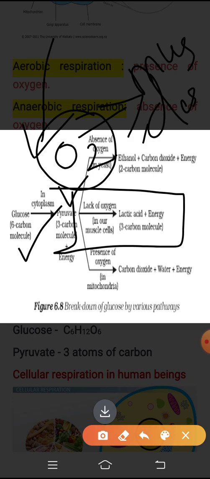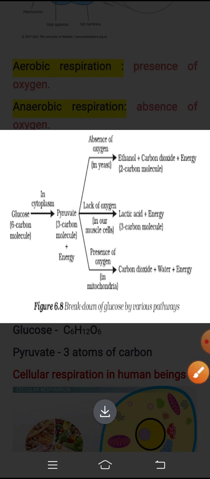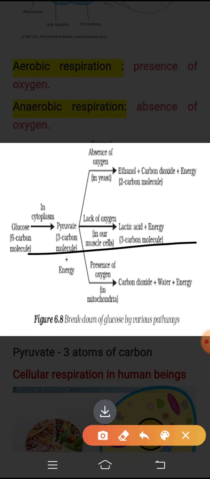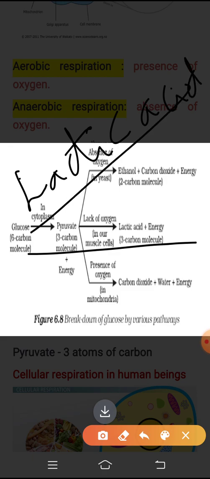Okay, so here complete oxidation does not take place. Why? Because there is lack of oxygen. Oxygen which has been inhaled is not being supplied to the cells properly. As a result, what happened? The cells release lactic acid. Where there is lack of oxygen, cells release lactic acid. Where is this lactic acid released? It is released in the muscles.